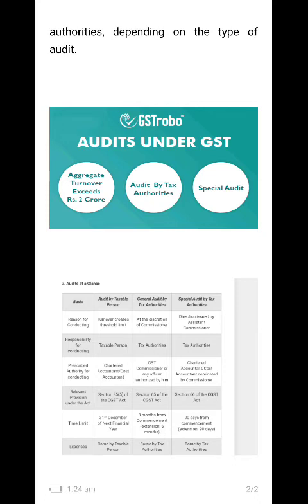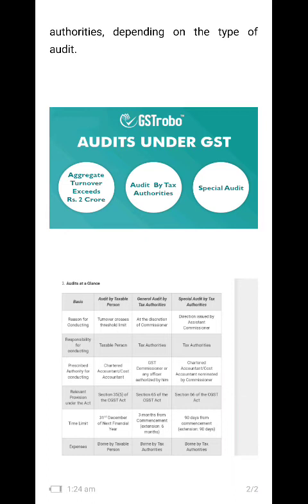Okay. Next one is the relevant provision under the GST. In case of audit by taxable person, section 35(5) of the CGST Act is the provision. In case of general audit by tax authorities, section 65 of the CGST Act is the provision. And special audit by tax authorities comes under section 66 of the CGST Act.